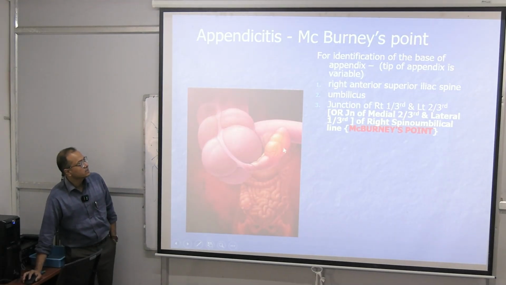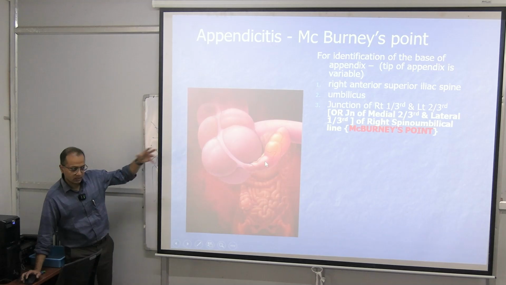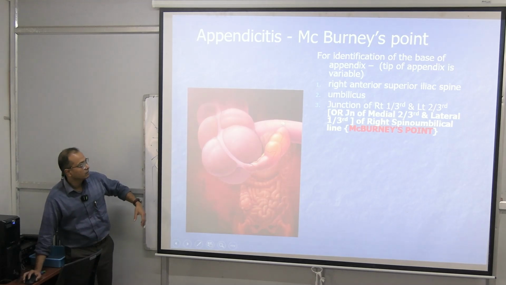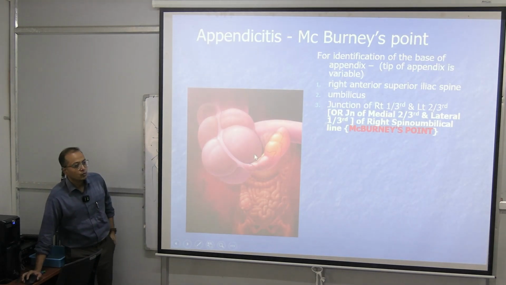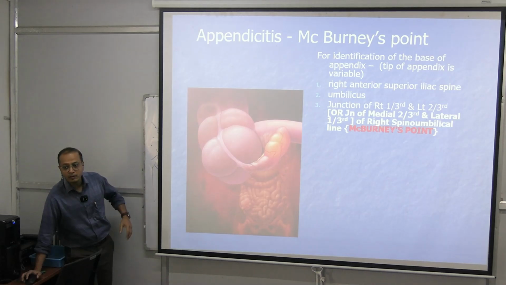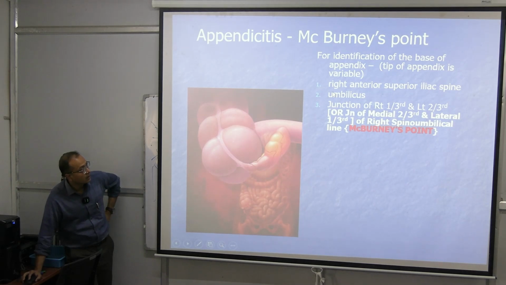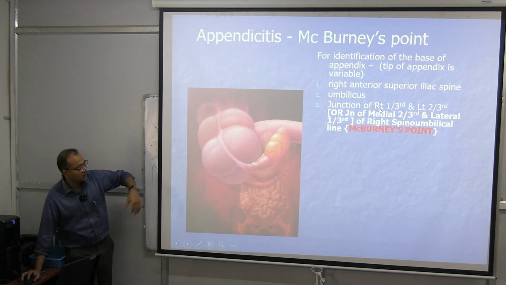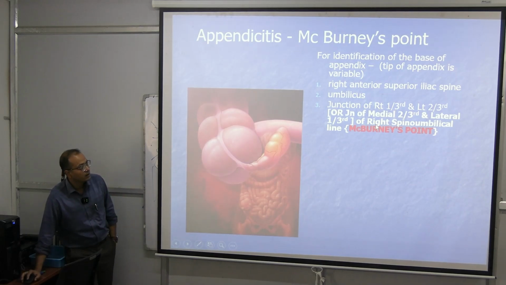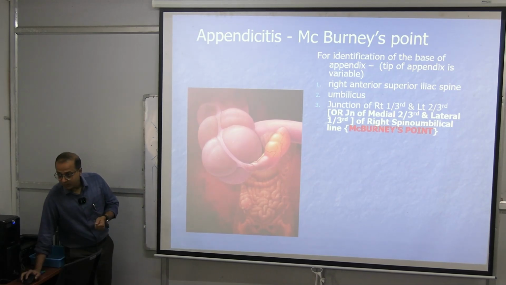So this is the appendix which is involved, having infection. It is enlarged and tender. Where this tender appendix presses on and causes pain is McBurney's point tenderness. How are we going to find McBurney's point? This is how: on the right side, from the ASIS to the umbilicus, at the junction of the right medial two-thirds and lateral one-third. That is where you are going to find it. Now we are going to press on that particular point.